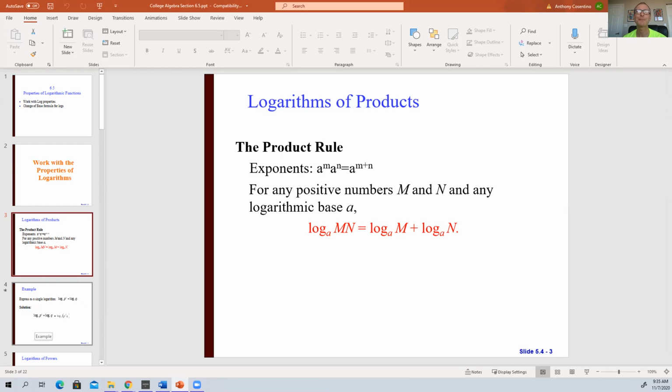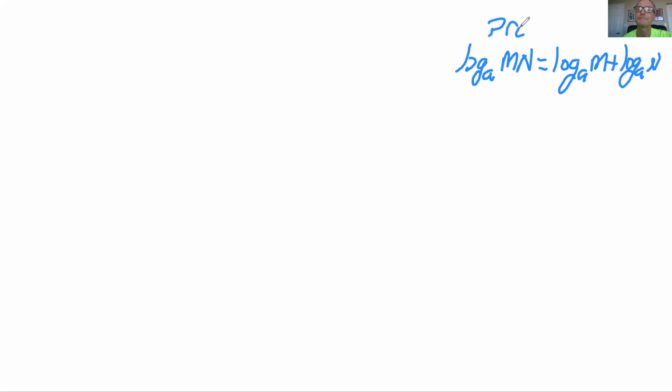And so that would be what we call the product rule, excuse me. And so what I'm going to do here is try to keep these up here on our whiteboard, because we're going to be manipulating equations using this rule. So that would be log base a of M plus log base a of N. And then this is called the product rule.